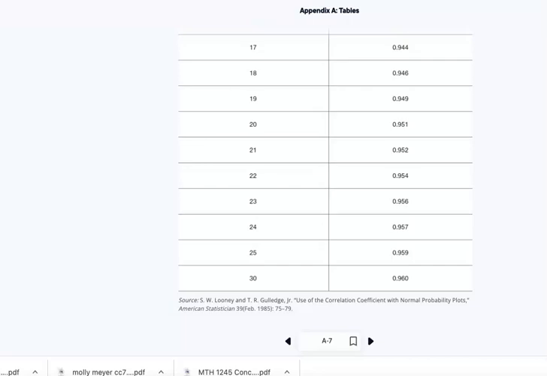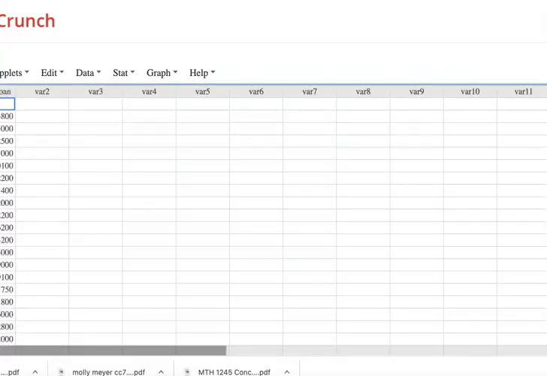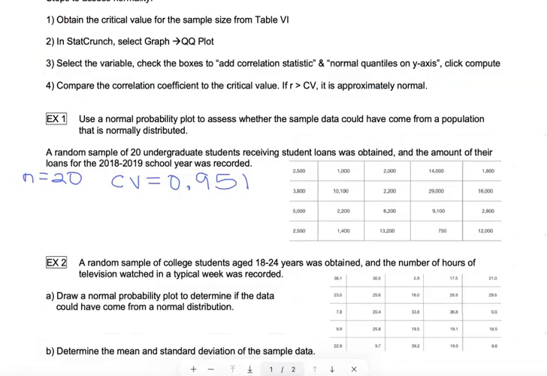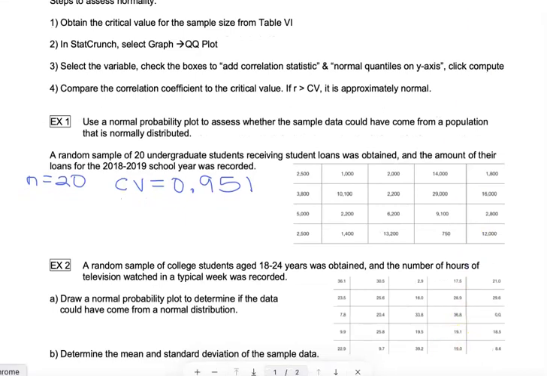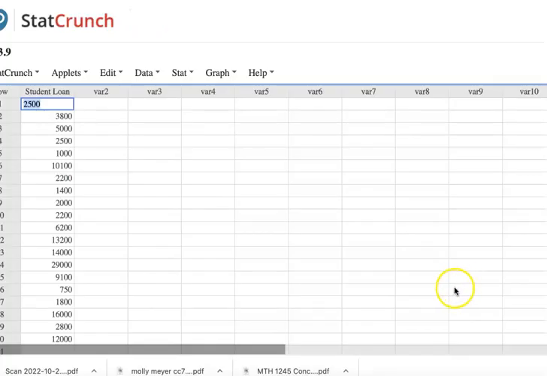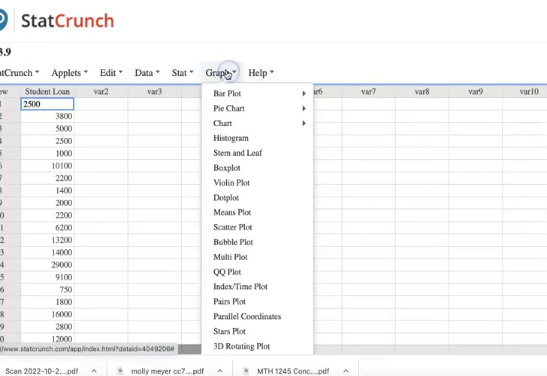So let me find this one. Okay, so here is the student loan data. And as you can see, I have 20 values in there, so all the values that were in the table that they gave me. And so now I'm going to go to graph and I'm going to find QQ plot. Here it is. So select that.